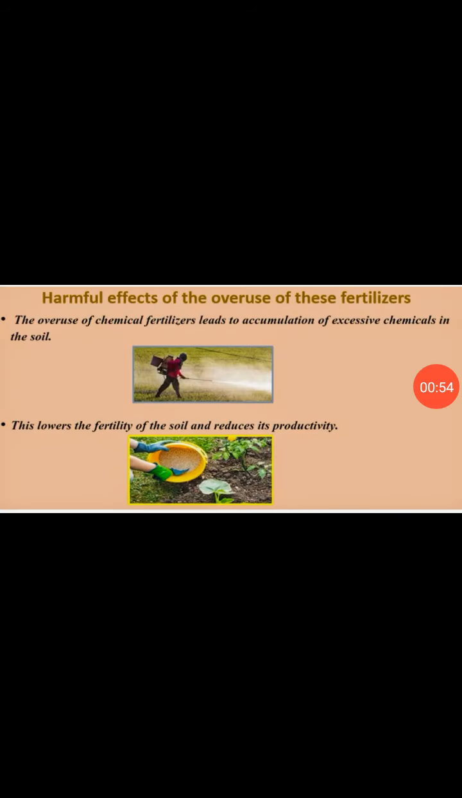So students, what are the disadvantages of chemical fertilizer? Overuse of chemical fertilizer leads to accumulation of excessive chemicals in the soil. It means if we use a larger amount of chemical fertilizer, what will happen? Yes, more chemicals are stored in the soil, and this will lead to lower fertility of the soil and reduce its productivity, right?